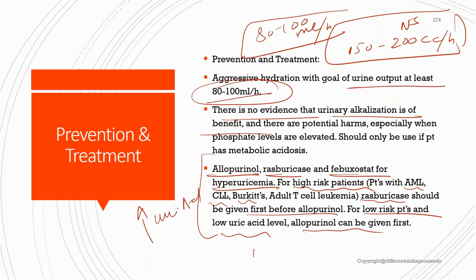What's the mechanism of rasburicase? It converts uric acid to allantoin, which is an inactive and soluble metabolite of uric acid. That's the mechanism of rasburicase.